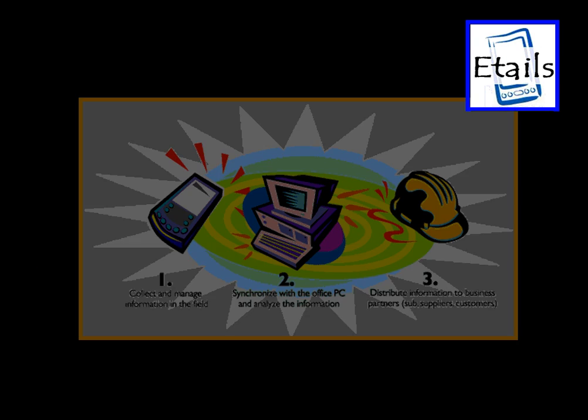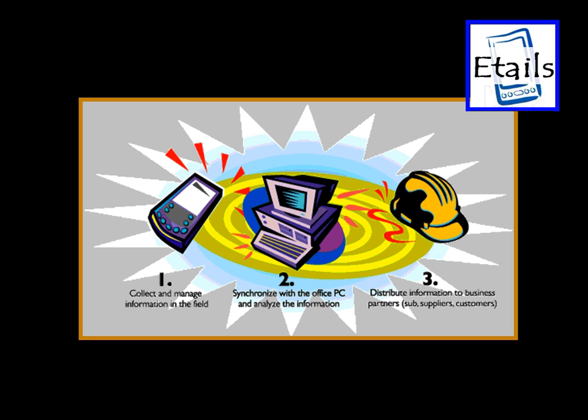In just three simple steps, Etails will be automatically sending job information via email or fax to your subcontractors, suppliers, and customers. No more lost job site notes. Stop playing the phone tag game. No more subs saying that you never told them.